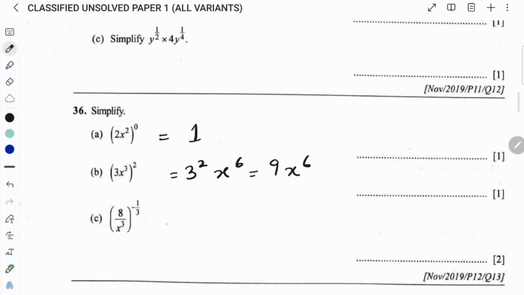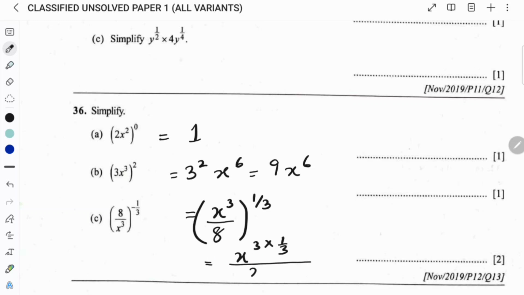Now it is 8 in part C. We can just reciprocate first because of the negative fractional power. x cube upon 8, that is a positive power, is 1 over 3. Okay, so this is x cube into 1 over 3 and 2 cube into 1 over 3. So the final answer will be, cancel the powers, that is only x upon 2 or half x. You just write down x upon 2.